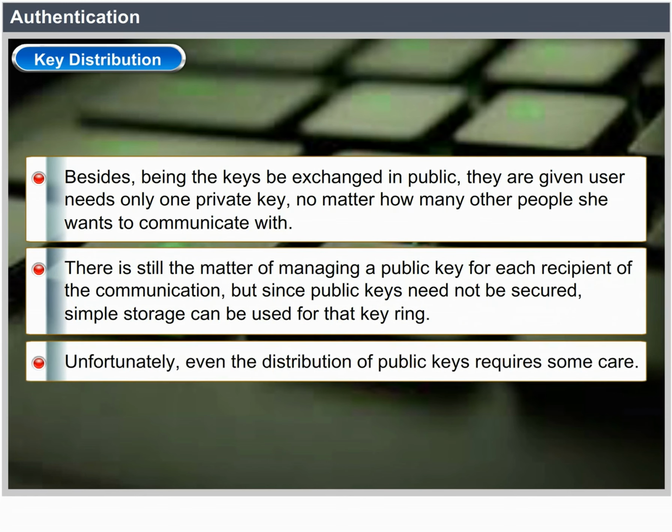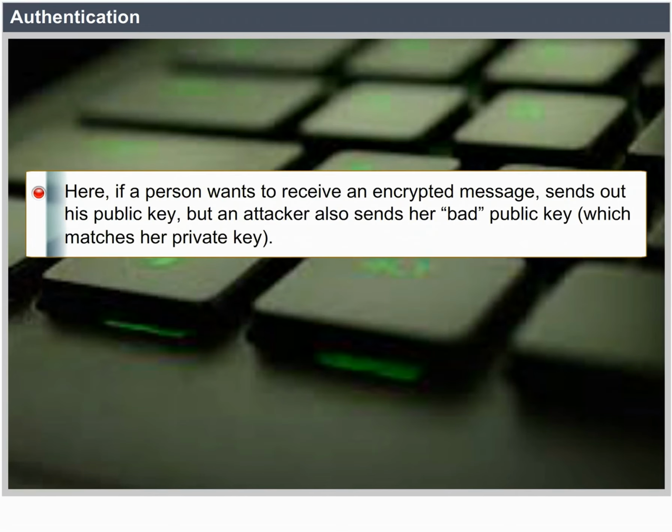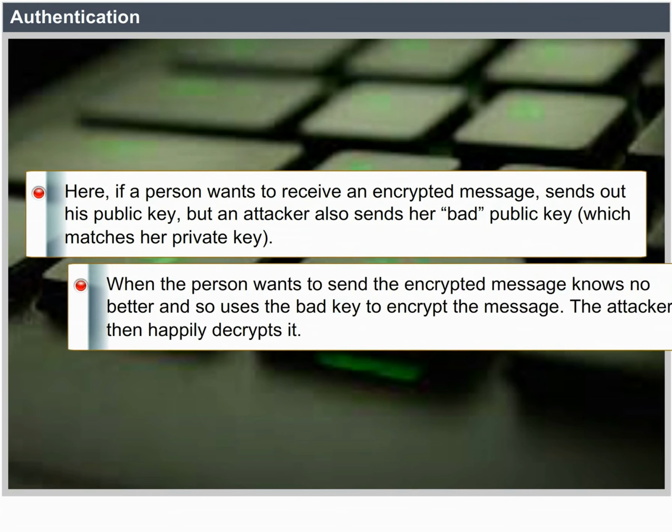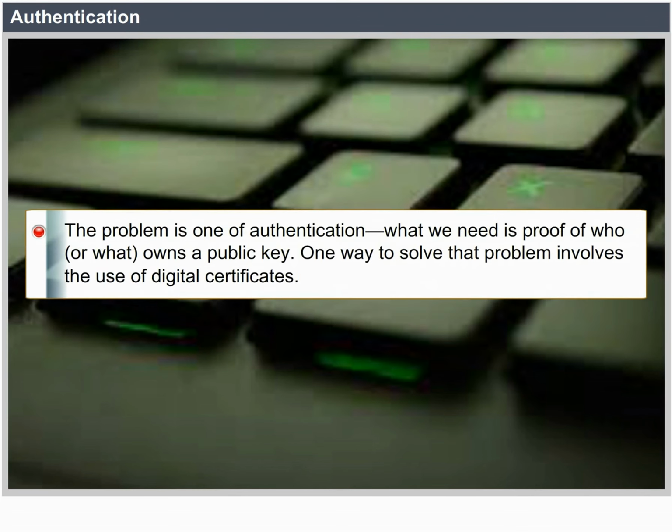Unfortunately, even the distribution of public keys requires some care. Consider the man in the middle attack shown in the figure below. Here the person who wants to receive an encrypted message sends out his public key, but an attacker also sends her bad public key which matches her private key. The person who wants to send the encrypted message knows no better and so uses the bad key to encrypt the message. The attacker then happily decrypts it. The problem is one of authentication.